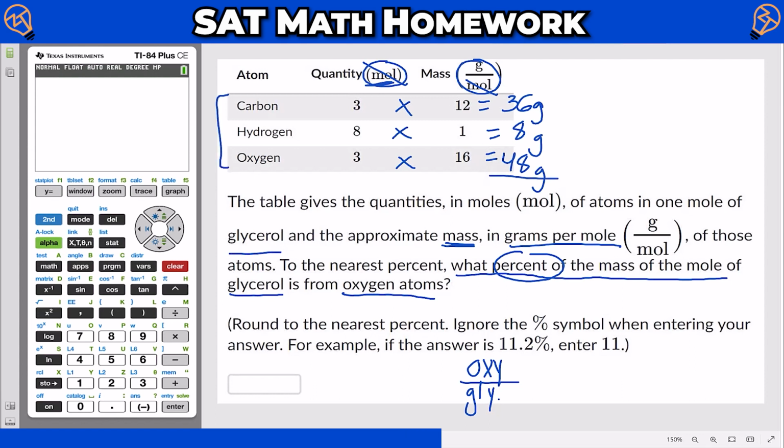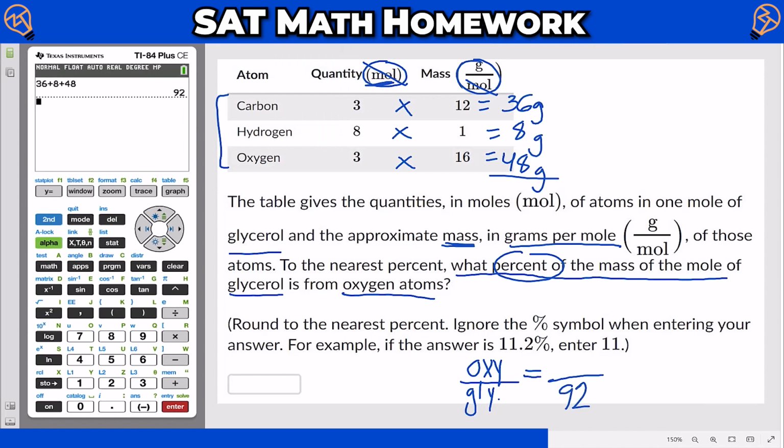So if we add those three masses, we get the total mass, which we'll put in the denominator. So let's go ahead and do so. Adding the 36, the 8, and the 48. We'll throw that here in the denominator. And in the numerator, we're simply going to put the mass of oxygen. And we already saw that that was 48.